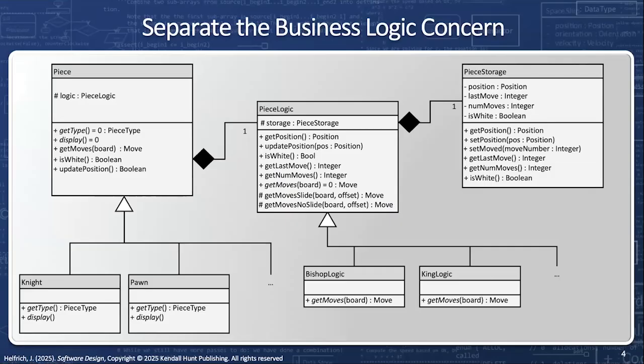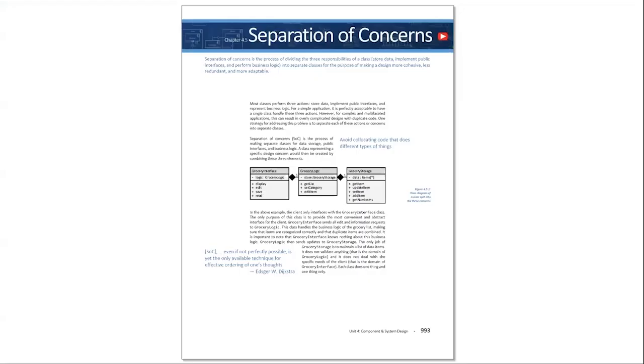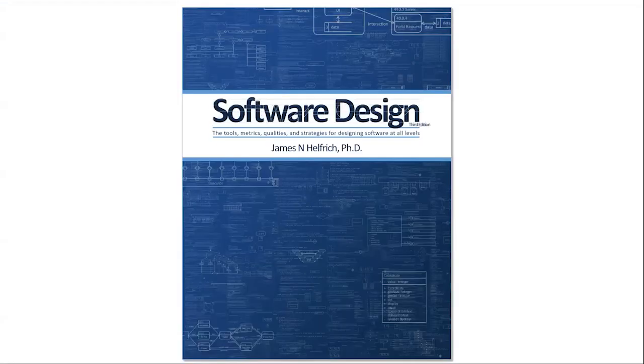I have taken all the business logic out of the interface, which is the piece class. Now the only thing the piece class does is interface with the chess game, which means it has to know its position, the color of the piece, and the type of the piece. All the business logic, namely how chess pieces move, is in the piece logic and its derived classes. And of course, all the state is stored in the piece storage. So now we have separation of concerns, and we integrate it using linear composition. We can learn more about separation of concerns in the separation of concerns chapter of the software design textbook.